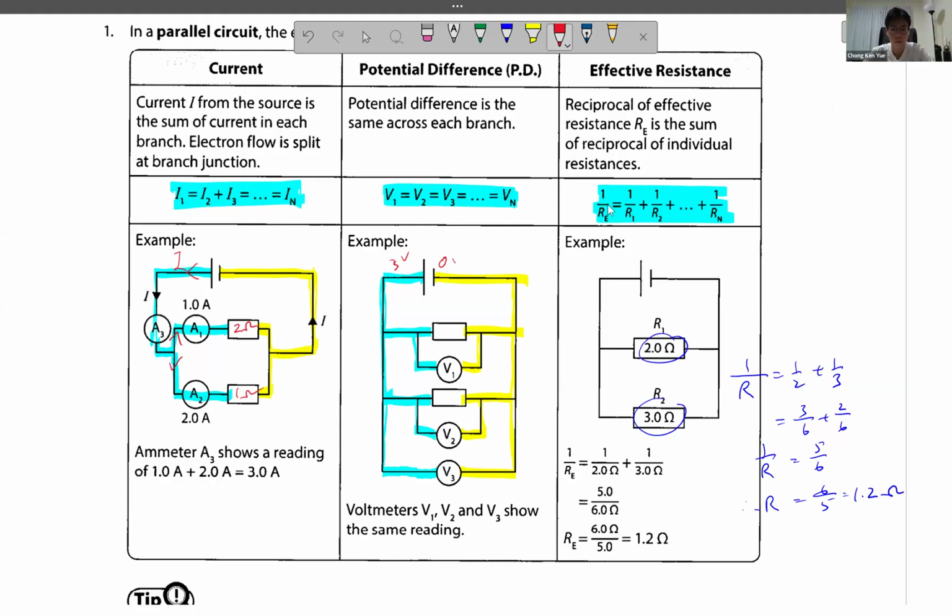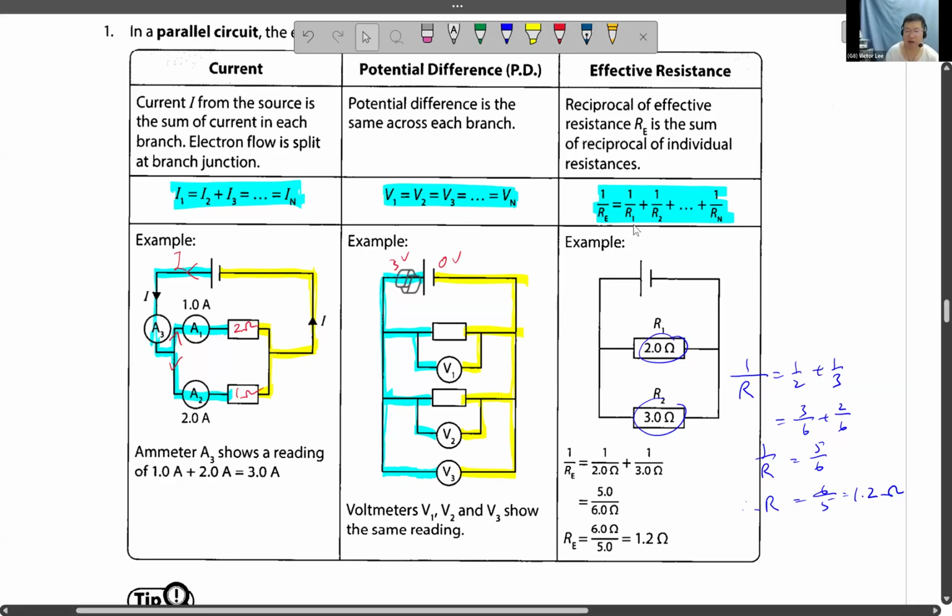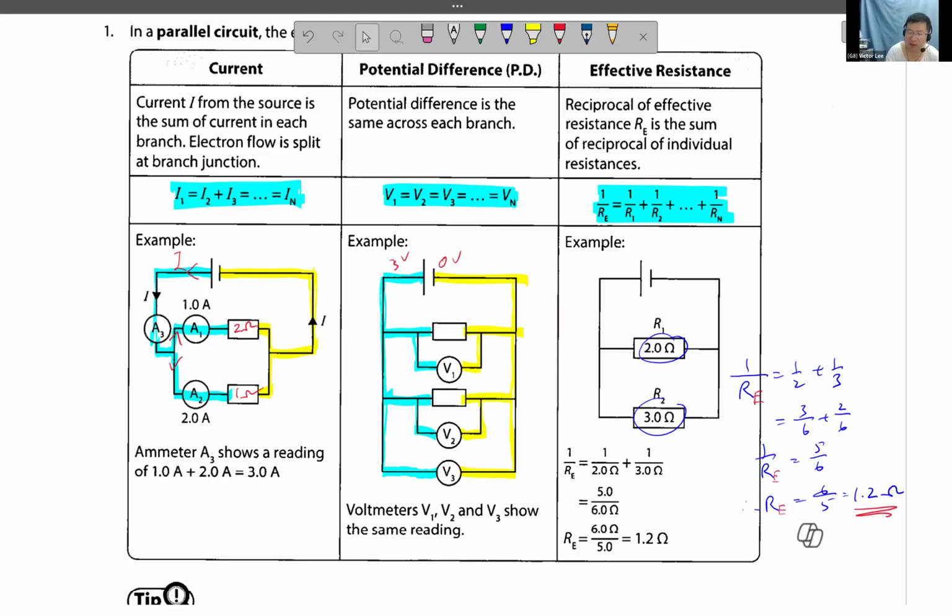You must memorize one. The effective resistance: 1 over the total resistance equals 1 over R1 plus 1 over R2. All these are in parallel. And the effective resistance is always smaller than the smallest resistance. For example, in this case, I got 2 and 3. My effective resistance here, the overall resistance, is found to be 1.2. Isn't it lower than the smaller one? The smaller is 2. And obviously, whatever you get, the effective resistance must be smaller than the smallest.